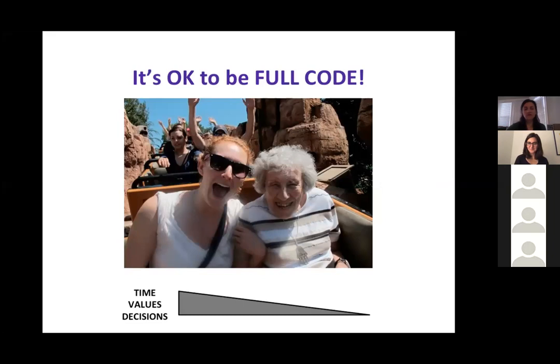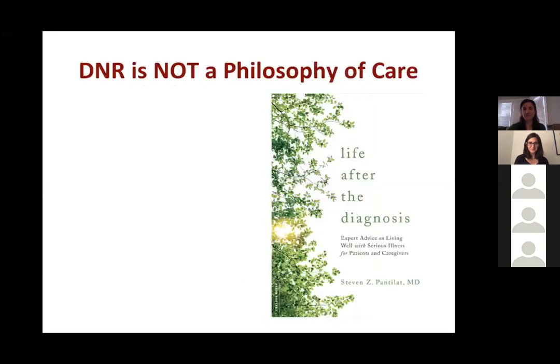And so the point is that we took some time and figured out what her values were, and let her decision stand. And it's okay for a patient to have a code status decision that you don't agree with.